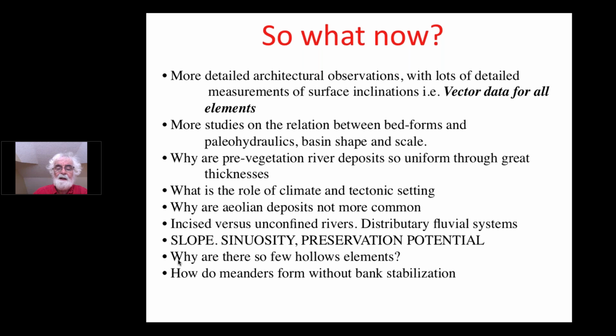Are we dealing with transverse or longitudinal systems? We still have to answer the question, why are pre-vegetation river deposits typically so uniform throughout great thicknesses? And this applies much more to the earlier Paleoproterozoic than it does to the early Phanerozoic. We need to answer the question, what is the role of climate and tectonic setting in controlling fluvial style?